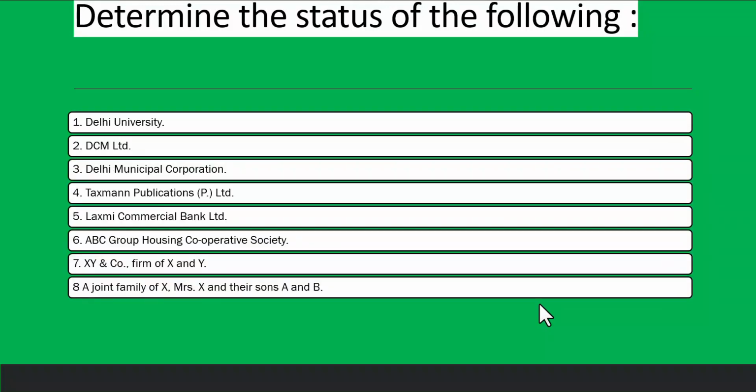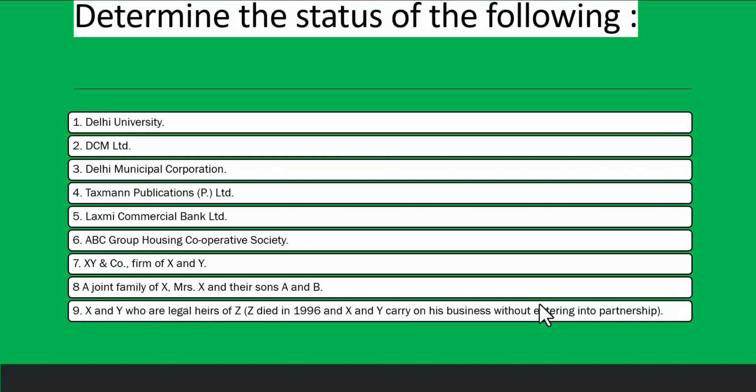Determine the status of the following: Delhi University, DCM Limited, Delhi Municipal Corporation, Taxman Publication, Lakshmi Commercial Bank Limited, ABC Group Housing Cooperative Society, XY and Company, firm of X and Y, a joint family of X, Mrs. X and their sons A and B, and X and Y who are legal heirs of Z. Z died in 1996 and X and Y carry on his business without entering into partnership.